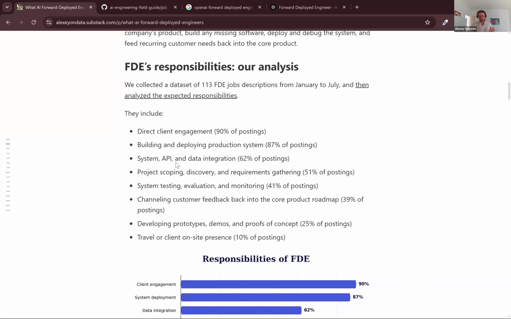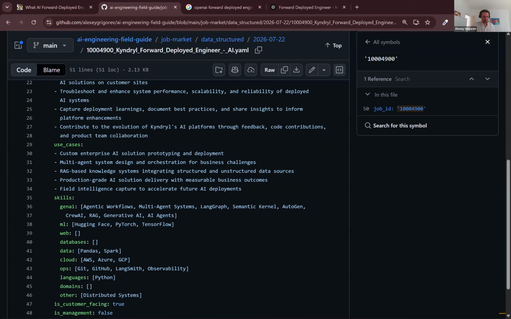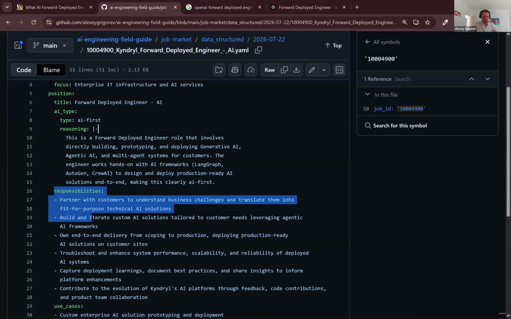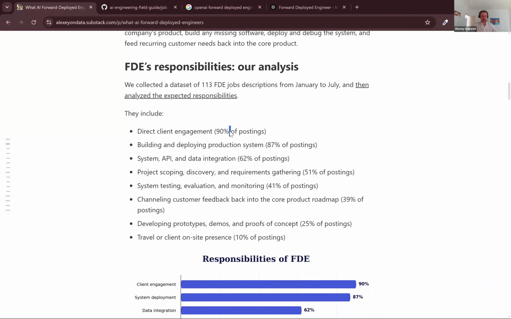And at the end, I had 113 unique positions. I looked at the requirements and the responsibilities. So we looked here at responsibilities. I looked at all of them. 90% of them mentioned direct client engagement. I'm not sure why the 10% did not. Maybe they just implied that it's there. But the majority of them, and the next one is only 3% less. Maybe one or two descriptions have less than the rest.